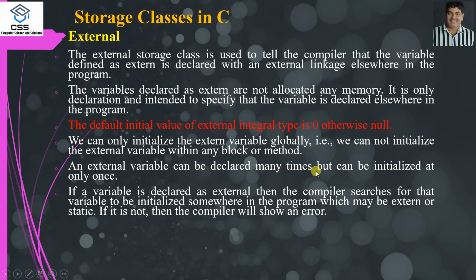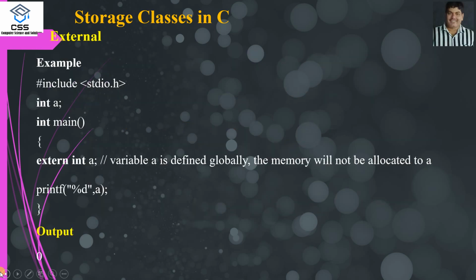If a variable is declared as external, the compiler searches for the variable to be initialized somewhere in the program, which may be external or static. If it is not, the compiler will show an error. That means if you are using extern, it must be specified somewhere in the program, otherwise the compiler will generate an error. How do you define it? If you define the variable before the main function, by default it acts as an external variable, and if you access that variable, the default value will be shown as 0.